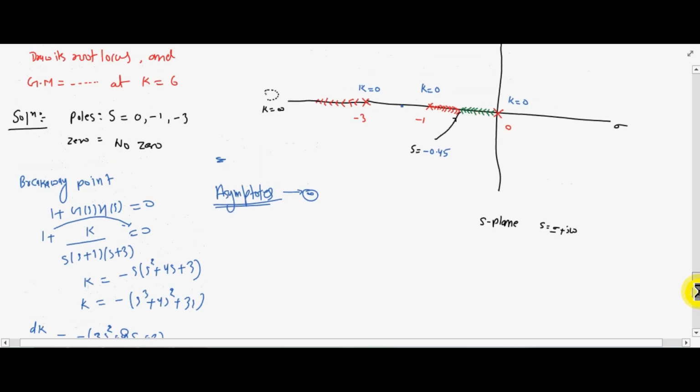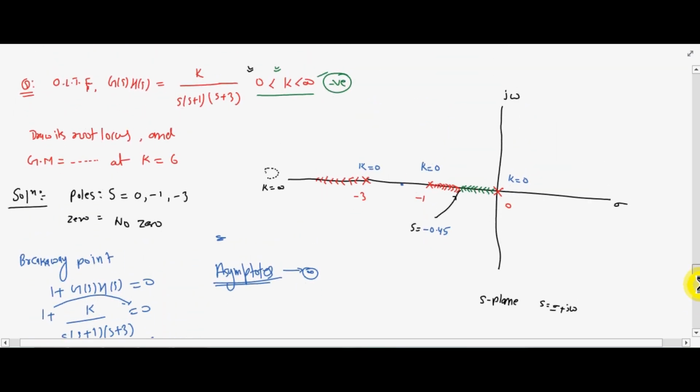Clear? और number of asymptotes हम कैसे calculate करते हैं? The number of asymptotes is calculated with the help of open loop poles and zeros. If someone asks what is the number of asymptotes, it is p minus z. What is p, the number of poles? There are 3 poles here: 1, 2, 3. What is the number of zeros? The number of zeros is 0, there is no zero. So the number of asymptotes is 3.